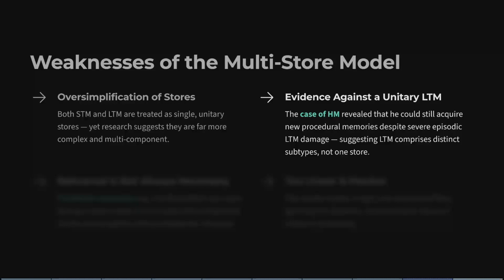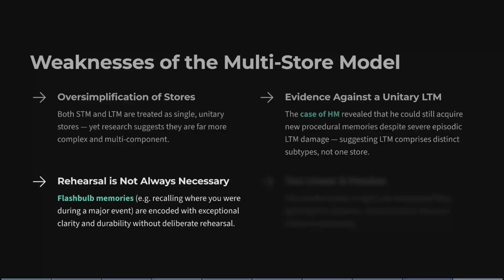He was taught to complete a mirror drawing task, tracing a star shape while only seeing his hand's reflection. And he improved at it over multiple sessions, even though every time he sat down to do it, he had no conscious memory of having done it before. His procedural memory was intact. His episodic memory was destroyed. This means long-term memory is not one store, it's multiple distinct systems. The multi-store model does not account for this. Tulving's types of long-term memory directly address this limitation.